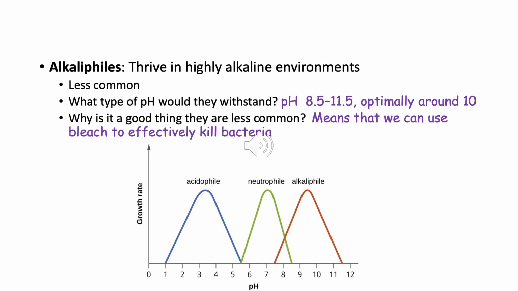And then alkalophiles thrive in highly alkaline or basic environments with a high pH. Alkalophiles are less common. There aren't very many bacteria that are alkalophiles. They withstand a pH in the range of 8.5 to 11.5, so a very high pH, very basic, and they grow optimally around a pH of 10. As I said, they're not very common, and that is a good thing because that means that we can effectively use bleach. Bleach is a very strong alkaline, a very strong base with a pH of 11. So that means that bleach is a very effective way to kill most bacteria.